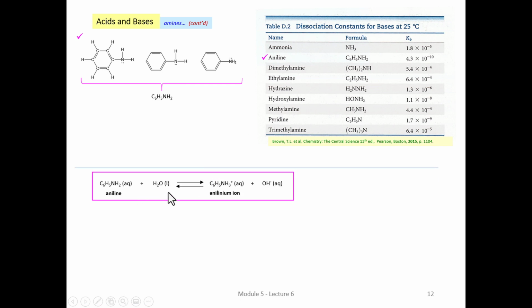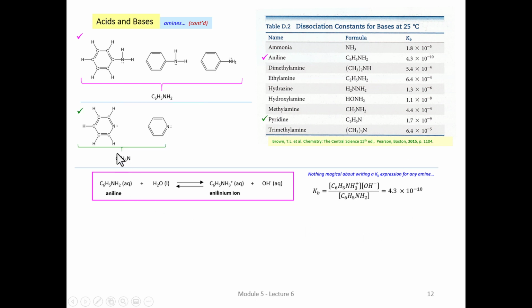Here's the equation that you might see instead of structures here. So aniline plus water forming this anilinium ion, kind of a funny name, plus hydroxide. If you were asked to write a Kb expression for any of these amines, you would do this just like you would for any base: the product of the concentrations of the products divided by the concentration of the reactant at equilibrium, and the Kb values are listed in the table.